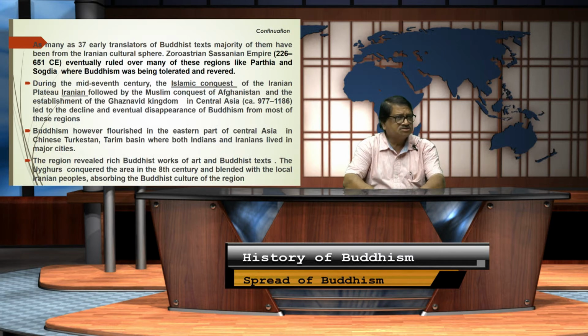Buddhism, however, flourished in the eastern part of Afghanistan, the eastern part of Central Asia, in Chinese Turkestan, the Tarim Basin, where both Indians and Iranians lived in major cities. The region revealed rich Buddhist works of art and Buddhist texts. The Uyghurs conquered the area in the 8th century and blended with the local Iranian people, observing the Buddhist culture of that region in its local way.